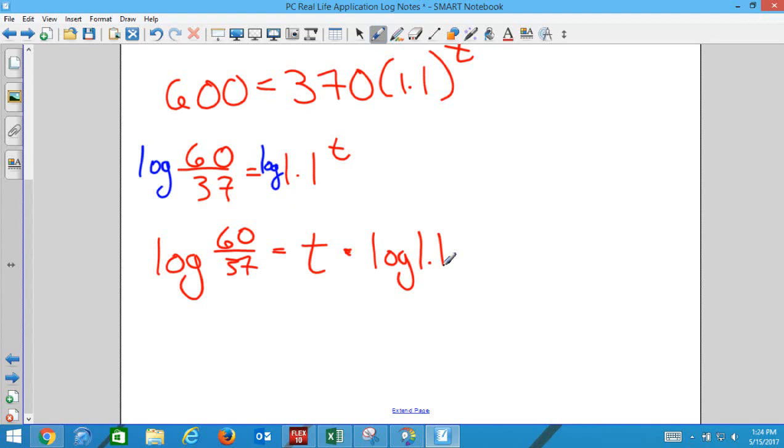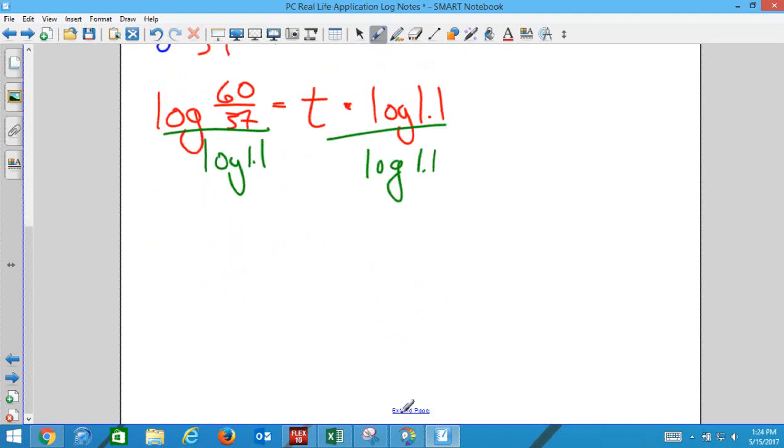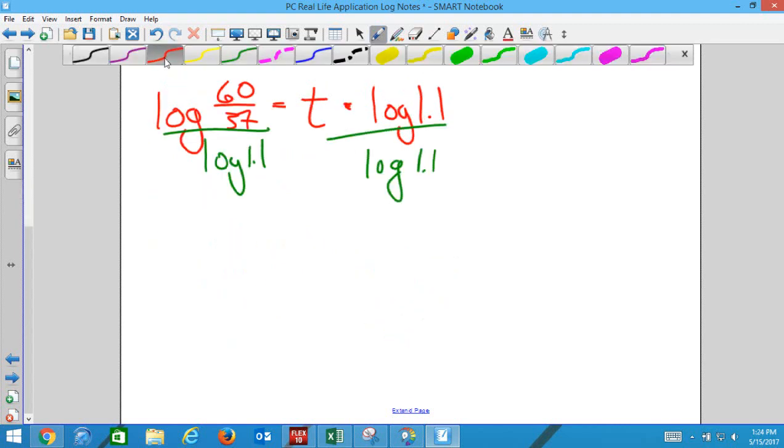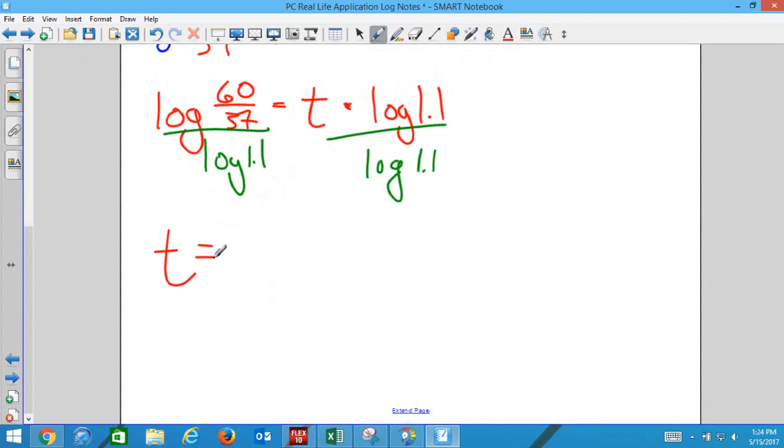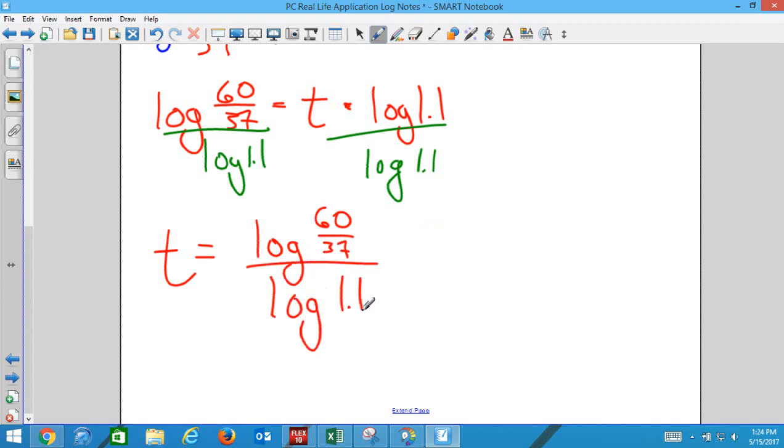How am I going to get rid of that? Divide both sides. So my calculator, I will be typing in log of 60 over 37 divided by log 1.1. Type it in. See that you get the same answer I got.